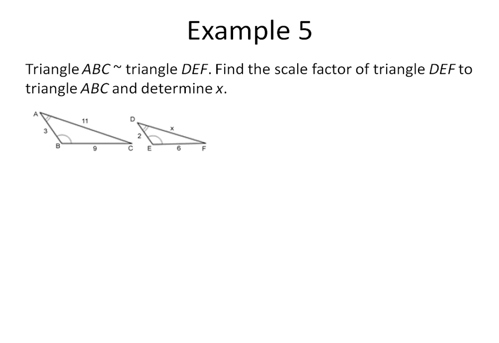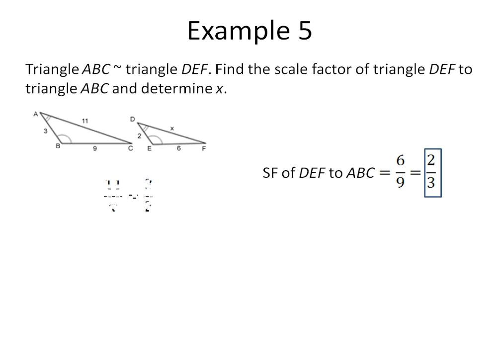So what we need to do at this point is establish the relationship between the sides. So AB needs to correspond to DE, so that would be 3 to 2. And actually they want to go the other way, so it would be 2 to 3. And so EF is 6, BC is 9, so that one would also be 2 to 3. So the scale factor of DEF to ABC is 6 to 9, which is 2 to 3 that we just said.